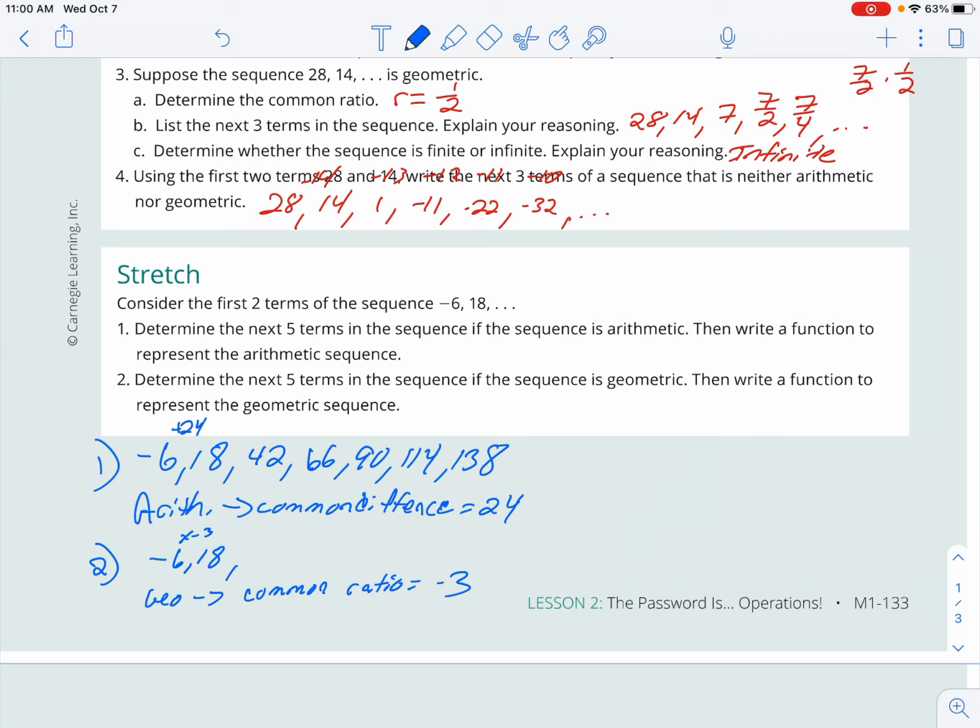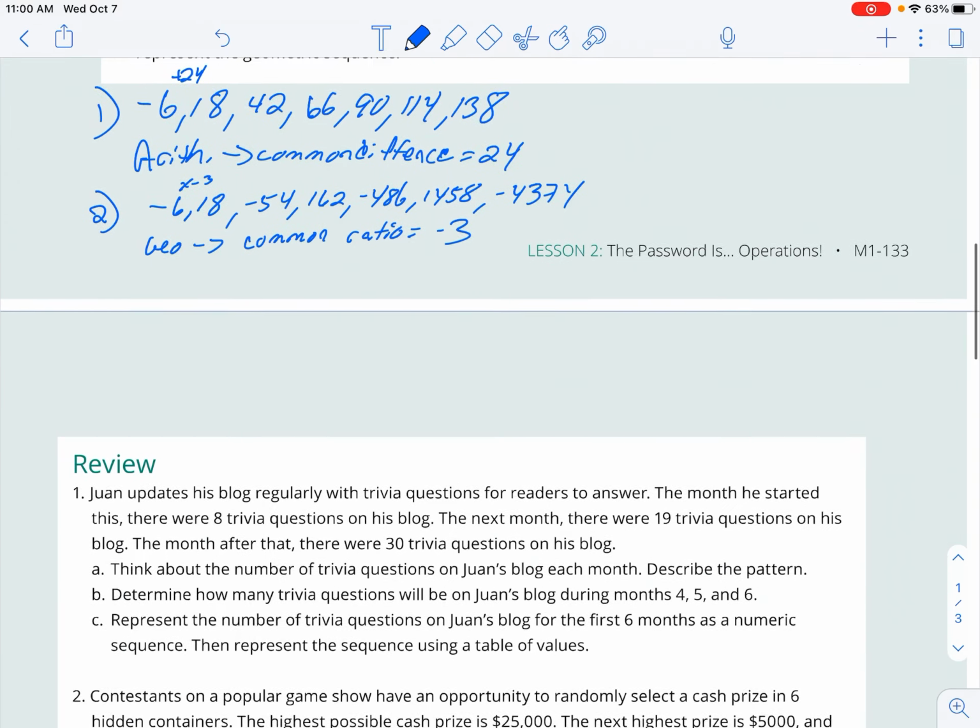So -6 times -3 is 18. 18 times -3 is -54. Times by -3 is 162. Times it by -3 is -486. Times it by -3 is 1458. Times it by -3, it's -4,374. Same thing. Trying to write that function, we are way not there yet, so we'll move on.